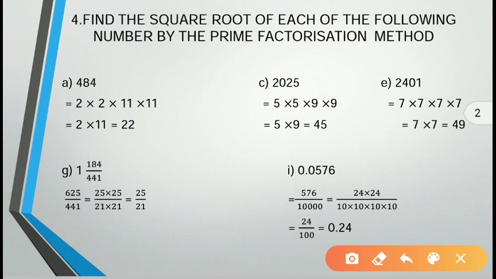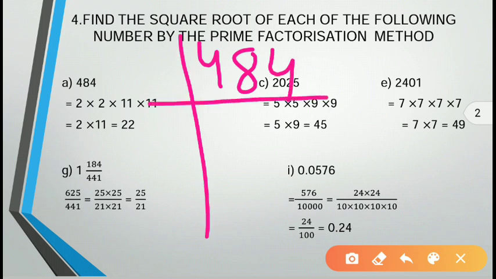So the first question is 484. First of all, do a prime factorization of 484. How to do a prime factorization? You have already studied in your earlier classes. First of all, divide it by 2. Why? Because this 484 is completely divisible by 2.